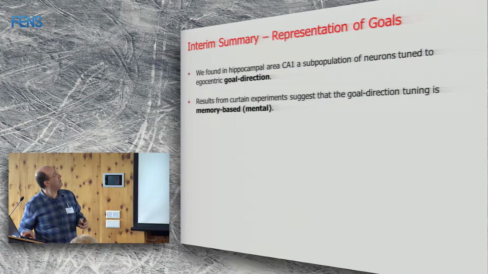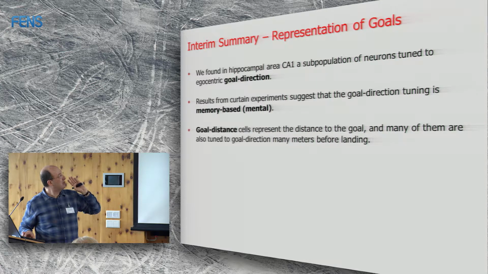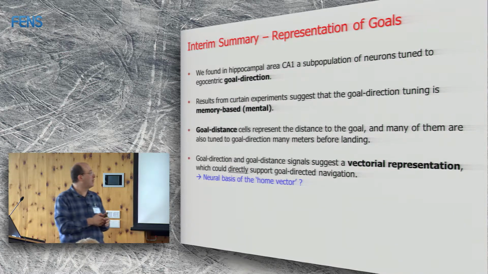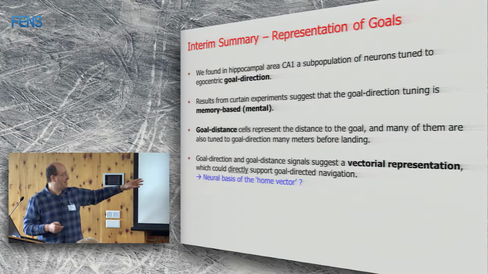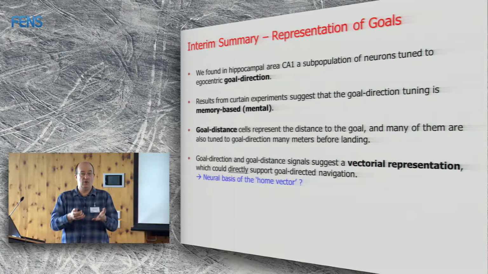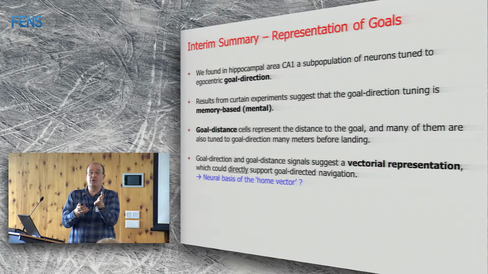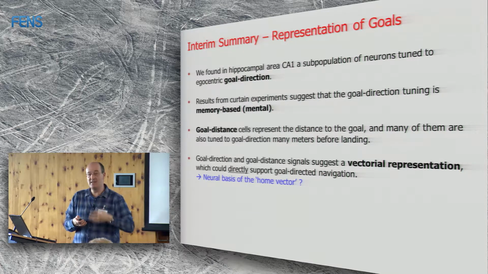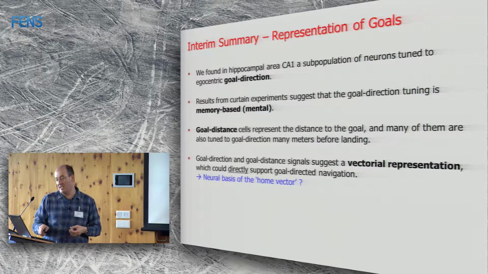Okay, so to summarize, we found in the hippocampal area CA1 a subpopulation of neurons tuned to egocentric goal direction. The results from current experiments suggest that the goal direction tuning is memory-based or mental, not just visual or just sensory. The goal distance cells represent the distance to the goal. Together we have this vectorial representation, which I'm very excited about for several reasons. One, it could directly support goal-directed navigation, because you have here a variable that's literally encoding the direction. If you read that out, it gives you the instructions where to go. So this is as simple and as direct a representation as you could want.